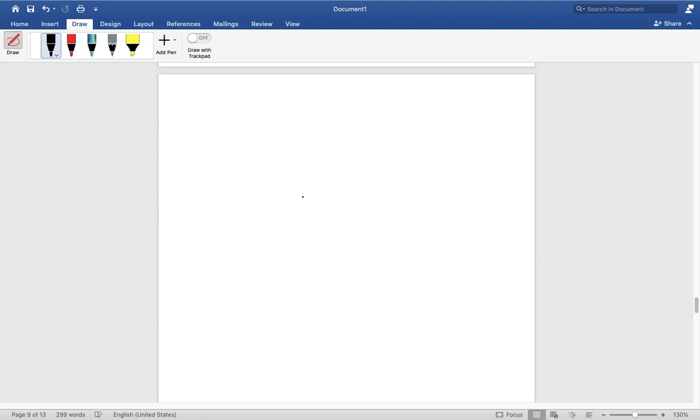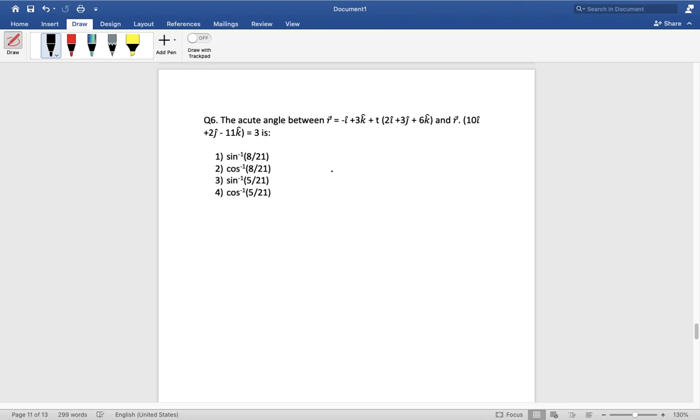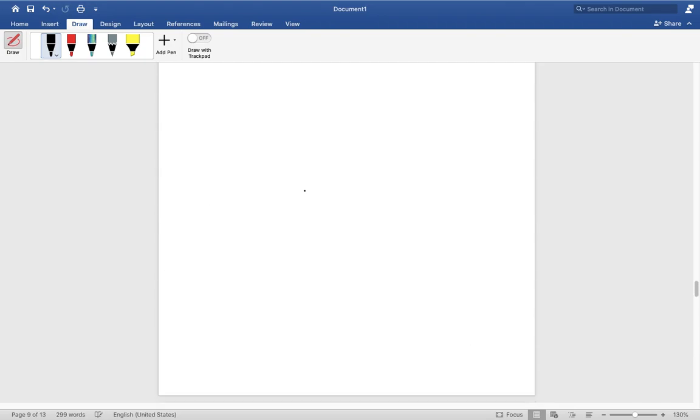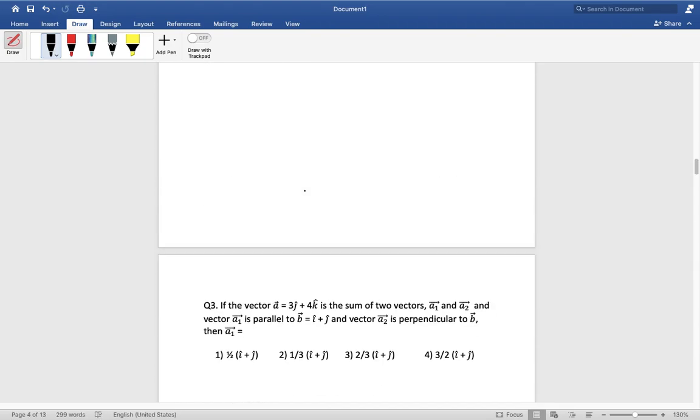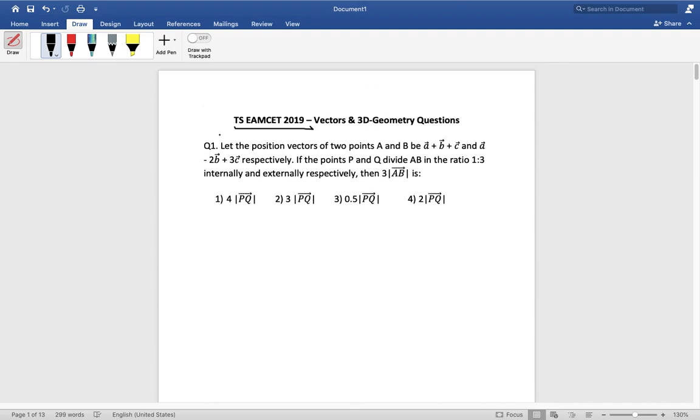So vectors and 3D geometry are almost always connected, because we use the equation of planes and lines, straight lines, using vectors. Like if we look at this question 6, this is an equation using vectors, but what is this? This one is a straight line and this one is a plane. So vectors and 3D geometry are very closely connected to each other. So let us look at the first problem first.